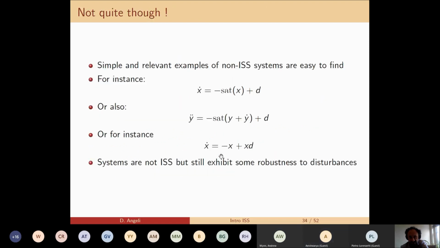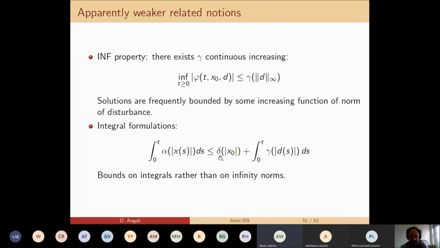Which slide? Sorry. 32, where we have, yes, weaker definitions. So in the first definition, we say that it's a weaker definition only because the solution is bounded by the K infinity function on the disturbance.